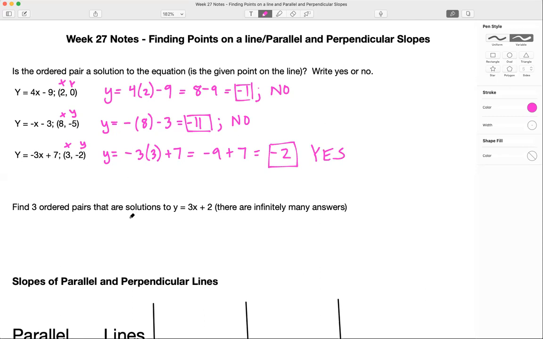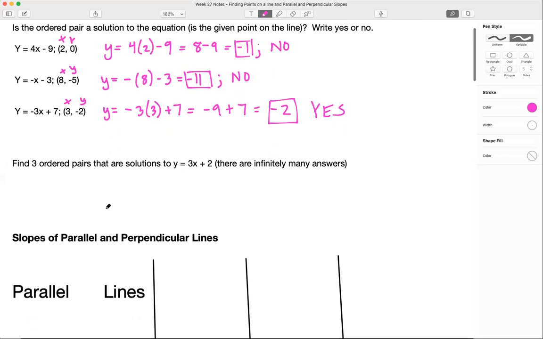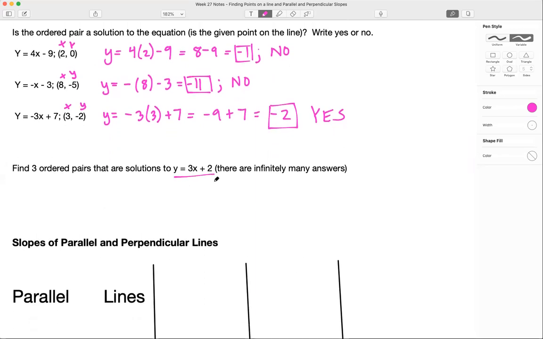Okay, so now we're going to find 3 ordered pairs that are solutions to this equation right here. And as you may have guessed, there are infinitely many answers. So how are we going to do this? Well, we just pick 3 values of x, and then write the corresponding values of y. So how about we pick 0 for x. That's a nice easy number.